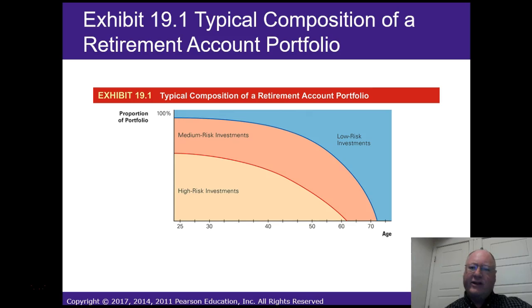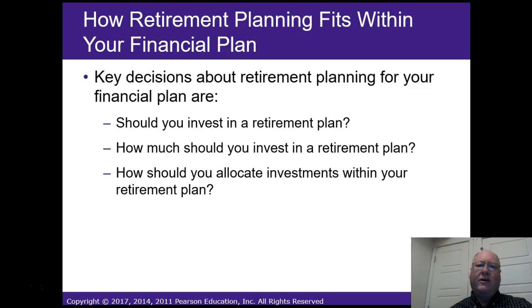There are also other things out there that you can contribute to that will help you in retirement. There are annuities, and there are different kinds of annuities that you can take advantage of. But with any of these items, again, key decisions about retirement planning are always factored into a financial plan. What are you going to invest? How much are you going to invest? What kind of plan are you going to invest in? When are you going to invest? And obviously, how are you going to allocate those investments within your retirement plan as your portfolio begins to increase over the years.